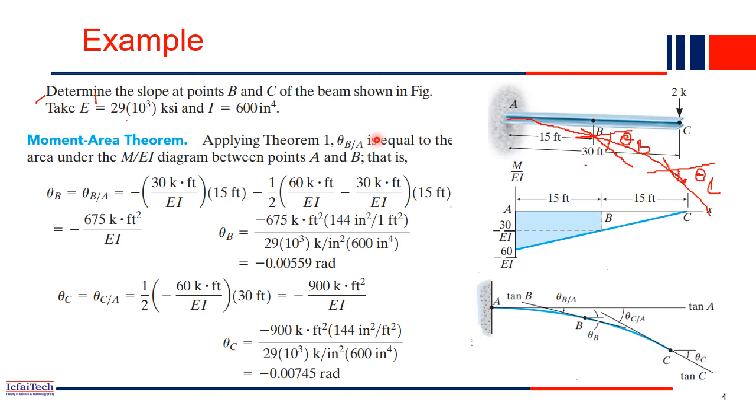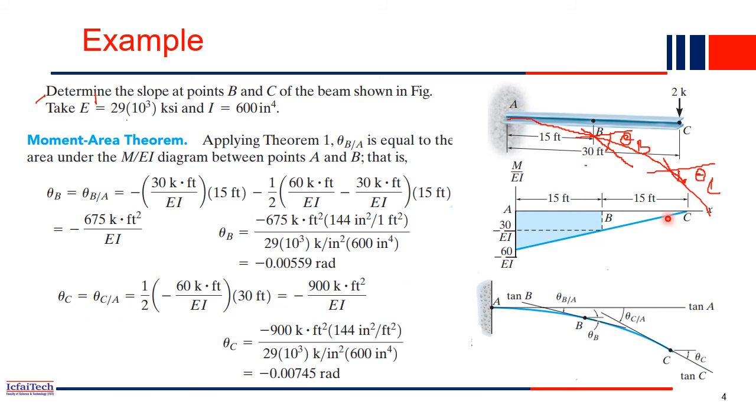So now the question asks to find the slope at B and C also. At point C, we have to find it out. So we know the slope at this point is 0. If you find the slope difference from A to C, then you will get theta C, right?